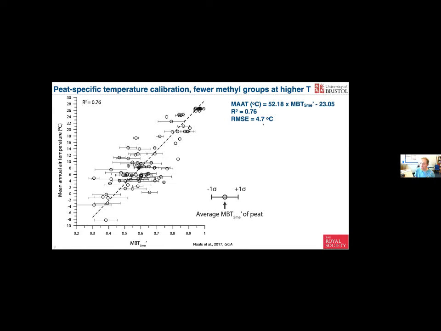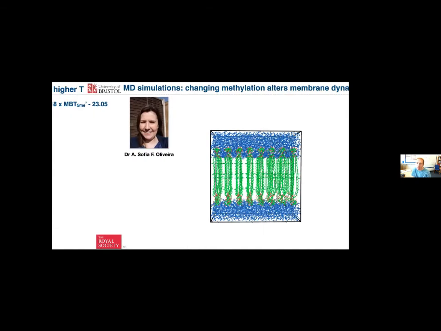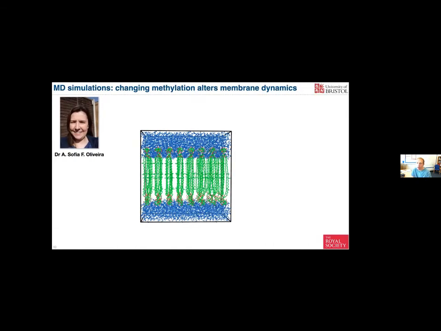So we have this calibration of MBT with temperature, and we see this in peats and in mineral soils, but what we were then wondering was what is actually driving that? What does this actually do to a bacterial membrane when you change the degree of methylation? So to get a physical and mechanistic understanding of this proxy, I worked together with modelers that built models of, for example, bacterial membranes, and this work was led by Sofia Oliveira, who is a postdoc in Bristol.